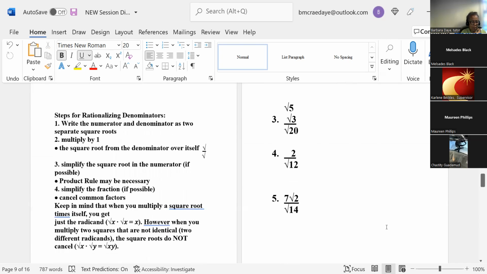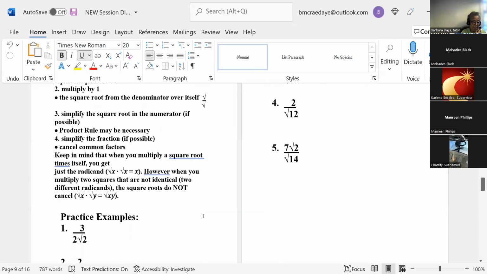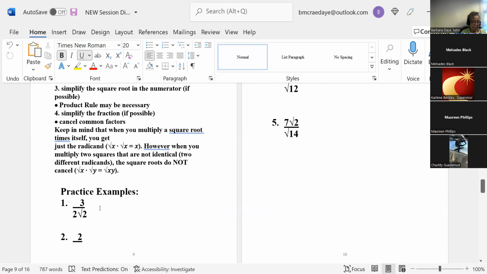okay. So I gave you the steps here. When you rationalize denominators, write them as 2 separate square roots. Multiply by 1, that means the radical over the radical. And then you can simplify the answer, okay? And this makes more sense when you practice, okay? Now, look at this first practice.